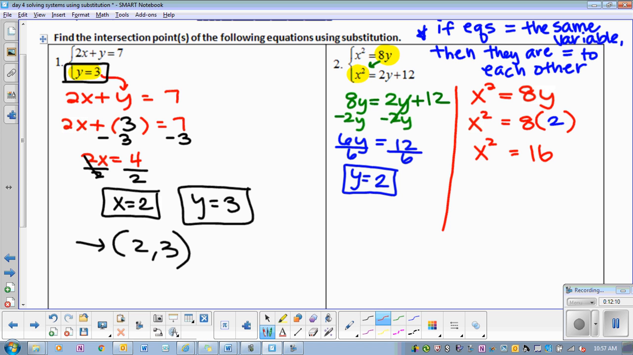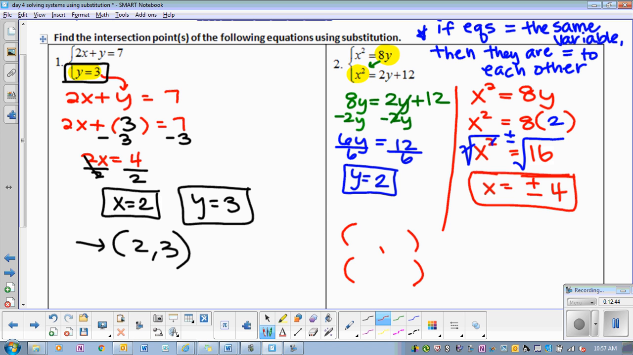Wait a minute. You know what to do to get rid of that square? Square root. Good. But hold on, when I draw the square root, plus or minus. So x equals plus or minus the square root of 16, which is 4. Plus or minus 4. So think about what this means, guys. How many x numbers did we just find? 2. So when I go to write my solution, there are 2 of them. I have a positive 4 and I have a negative 4.